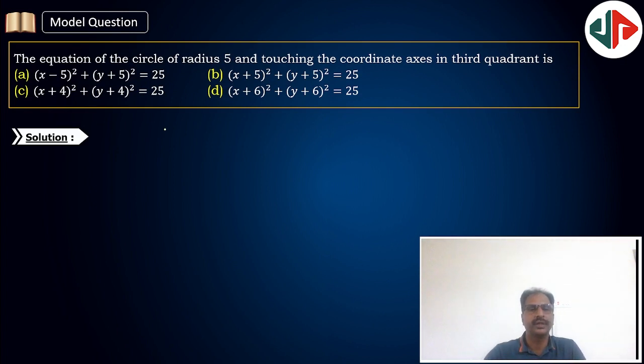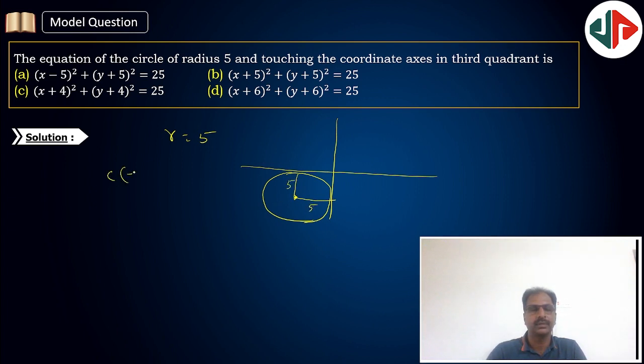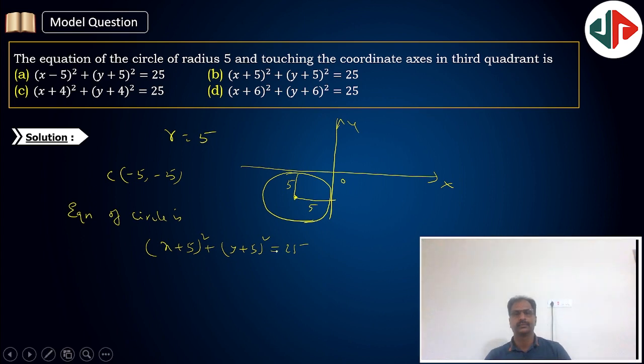Similar model we did. The radius of the circle is given as 5, and it is touching both the coordinate axes but in the third quadrant like this. Radius is 5. So what will be the center then? Minus 5 comma minus 5, because in the third quadrant x and y coordinates both will be negative. So what is the equation of the circle then? x plus 5 whole square plus y plus 5 whole square is equal to 5 square. Option B.